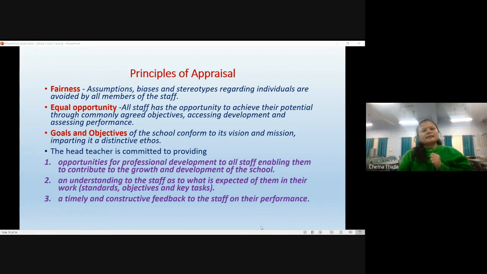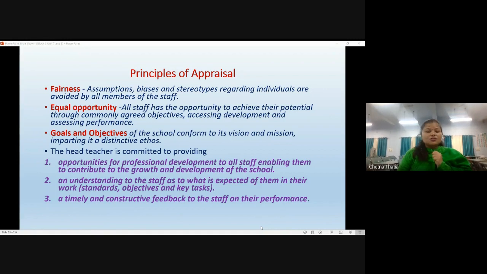That should focus on assessing the development and assessing the performances. There should be goals and objectives of the school conforming to its vision and mission, and that should be imparted as a distinctive ethos. The head teacher should be committed to providing the opportunities for professional development of the staff, so that they can grow, they can develop, and altogether it will result in the development of the institution itself.